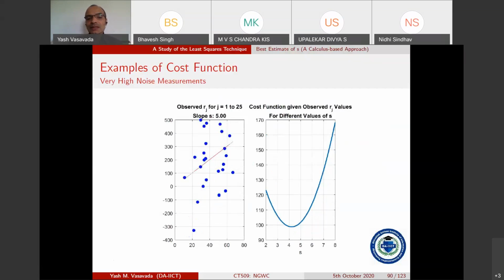If I now consider even higher values of noise, these blue dots don't appear as if they are anywhere close to the line. Still, I get an estimate of S which is not that far from the actual value of 5. I get something like 4.2. That is where this cost function is minimized.